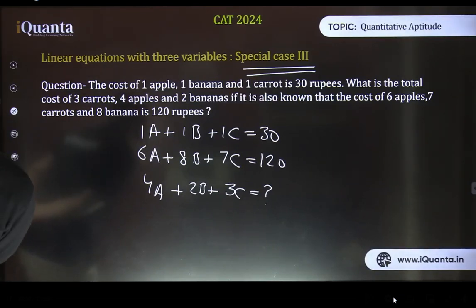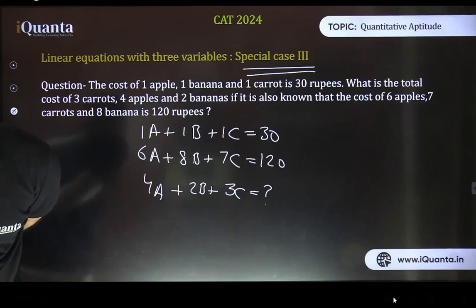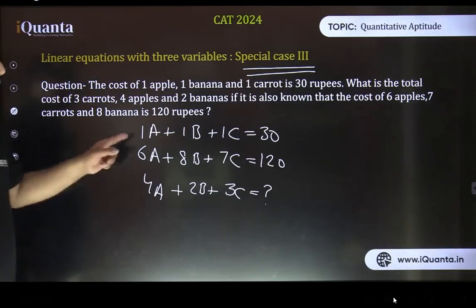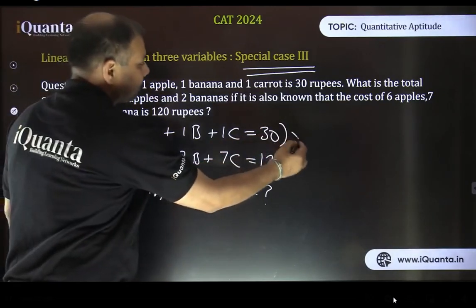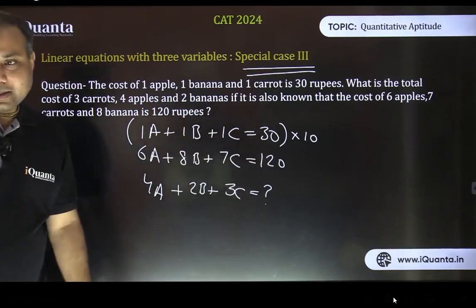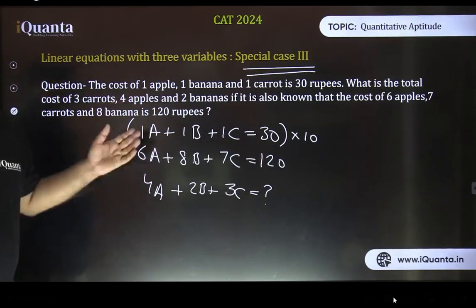Kashish is doubtful, it will not be 90. Okay, Khushi is suggesting multiply equation 1 with 10. Vedanti also says the same thing, and then subtract. Okay, so I now see what is happening here. If I multiply the first equation by 10, it will become 10A plus 10B plus 10C, that is 300, right? And then subtract the second equation from it. We are going to get the answer.